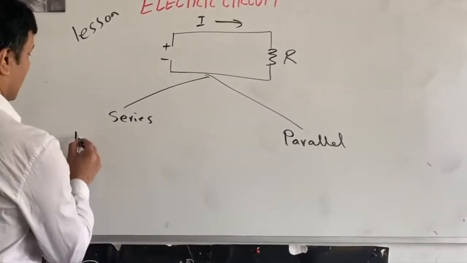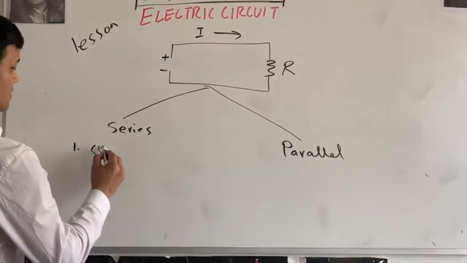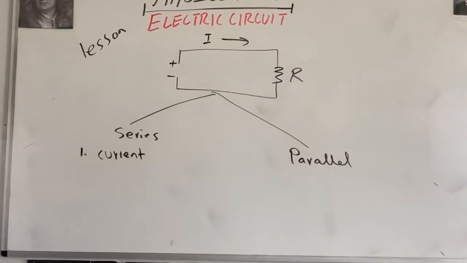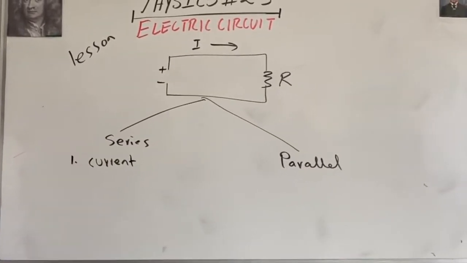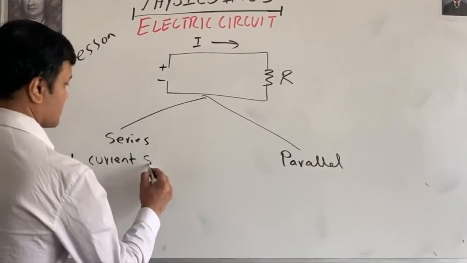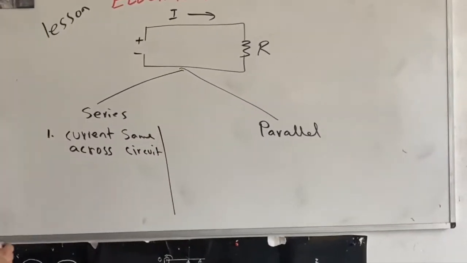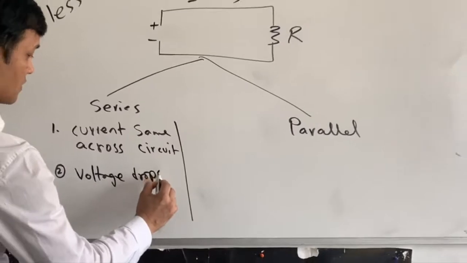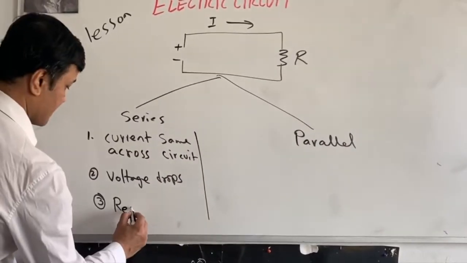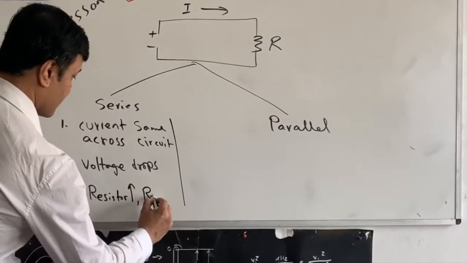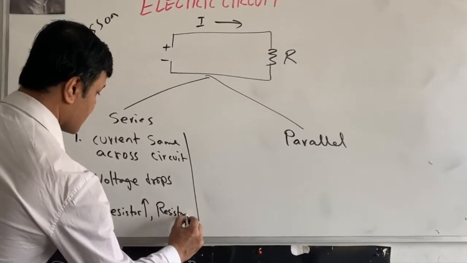Number one, the current has one pathway. Current is the same across the entire circuit, and then you're going to write the math formula for that. Number two. Number three. Because a resistor gives resistance. So that's one of the basics.